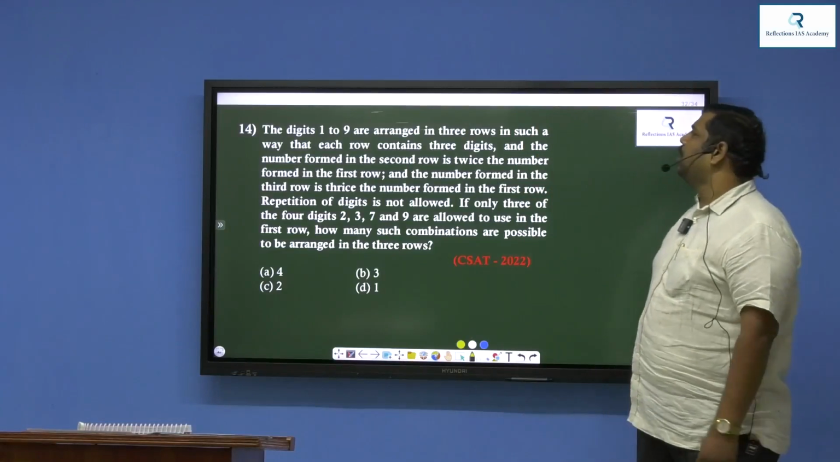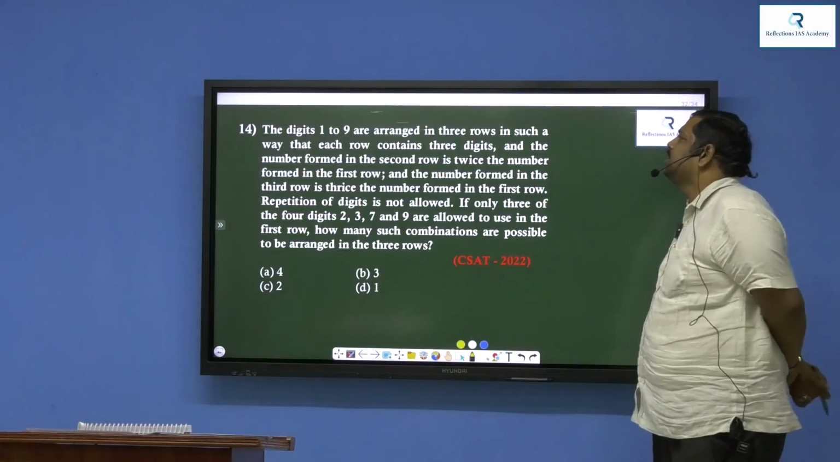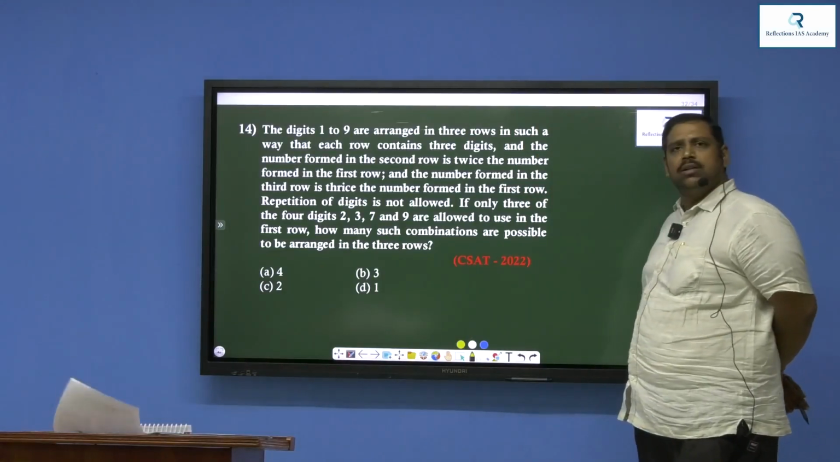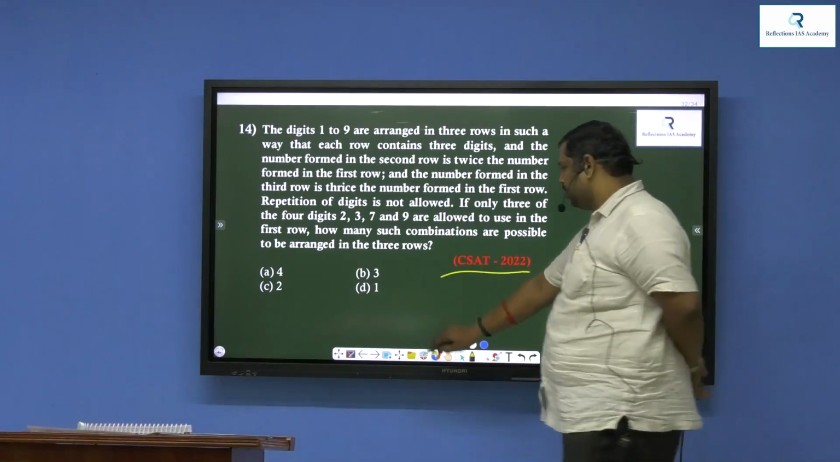The digits 1 to 9 are arranged in 3 rows. Anybody did it? CSAT 2022 question. Anybody?